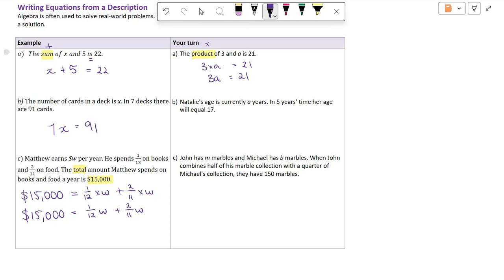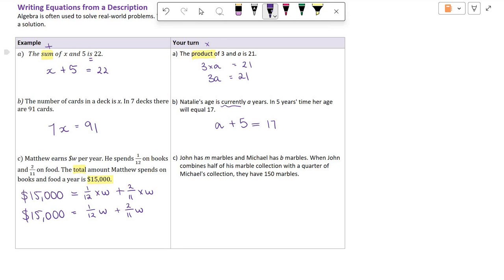Next, we've got Natalie's age. At the moment, she's A years old. We don't know what A is. And in 5 years' time, her age will be 17. So we know that we're going to have equals 17. If I'm going 5 years into the future, I'm going to add on 5 years from now because she's currently A years old. So that means we would end up with A plus 5 equals 17.